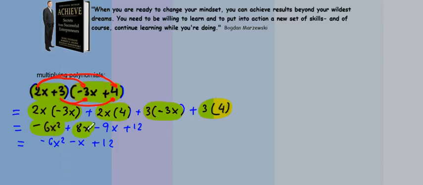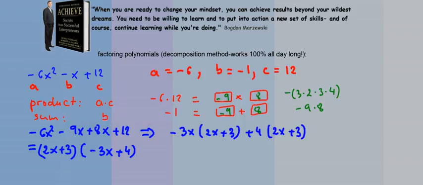8x is the result of the next product, negative 9x following, and 3 times 4 is 12. Combine like terms. So negative 6x squared stays by itself. These two guys above will result with negative x, and 12 is repeated. Just copy down.